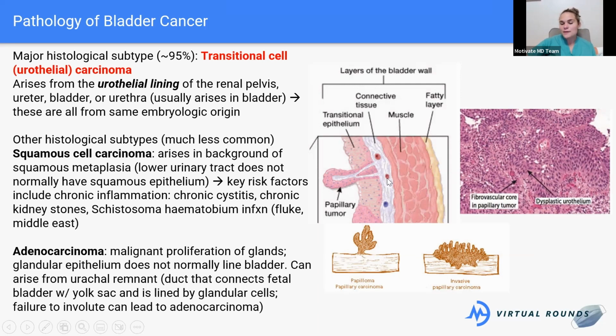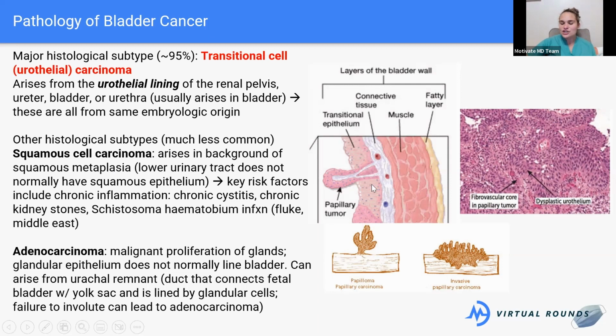And they tend to form little projections, and they're called papillary tumors. So that's important to know because different risk factors give rise to the different types of bladder cancer. And less commonly, we have squamous cell carcinoma and adenocarcinoma. These are less common because, again, the normal epithelium of the bladder is transitional epithelium, and these end up being a different cell type, a different epithelium. Risk factors for these are chronic inflammation, chronic UTIs, chronic kidney stones, and again, this schistosoma infection I was talking about earlier.